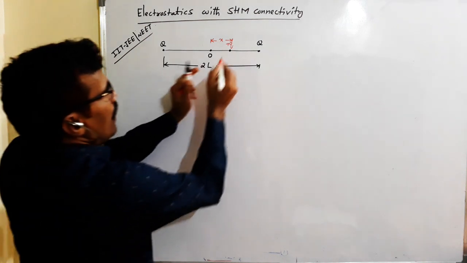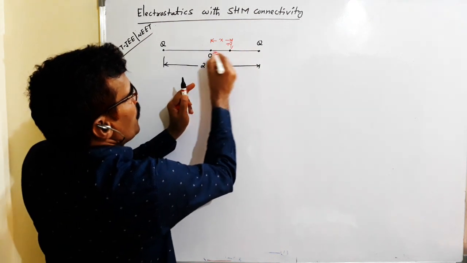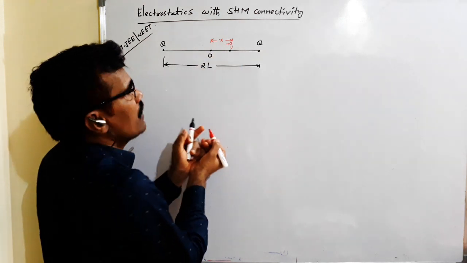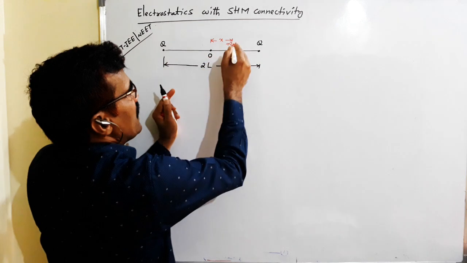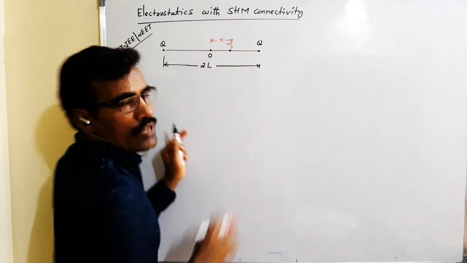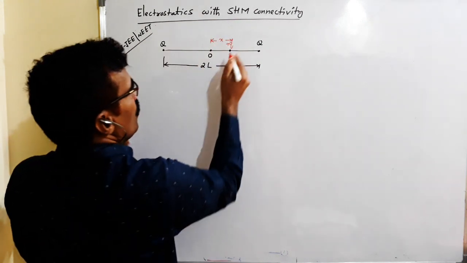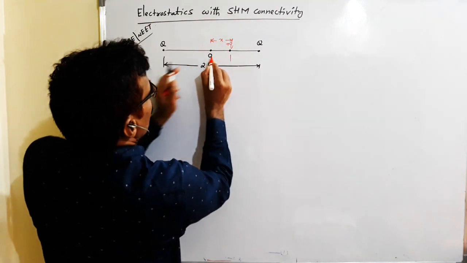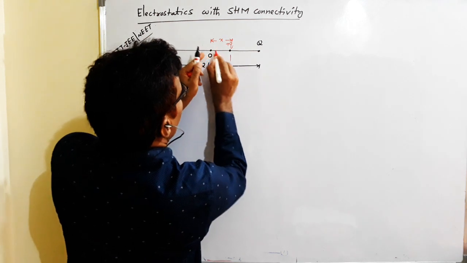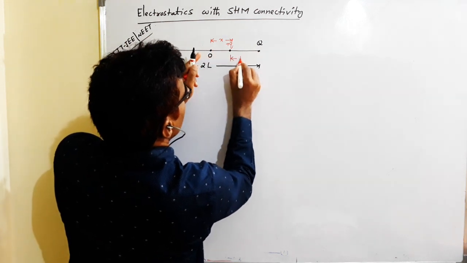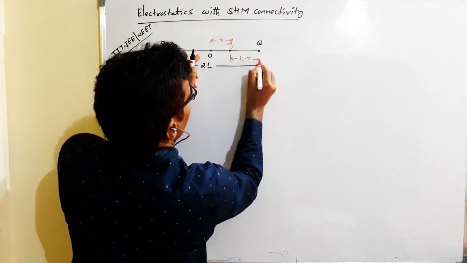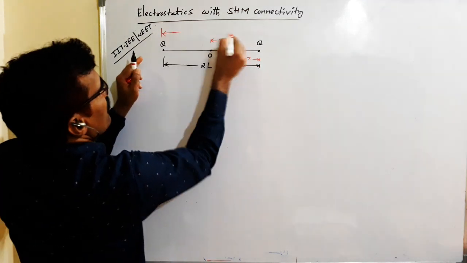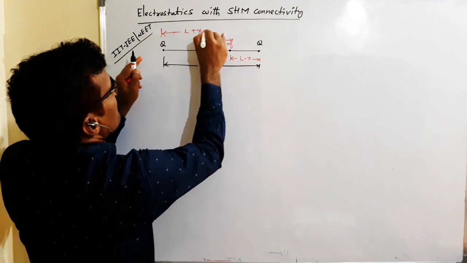Okay. What is the force acting on q? If q is kept at the midpoint, it does not experience any force, because equal and opposite forces act on q due to the fixed charges. Clear? Now, what force is acting on q? From the midpoint to Q the distance is L, and from here to here it is X. The remaining distance is L minus X. What is the distance from the other capital Q to small q? L plus X.